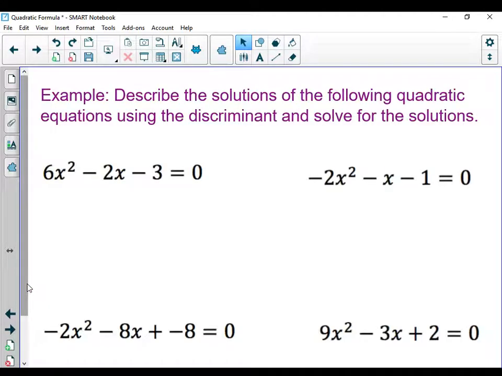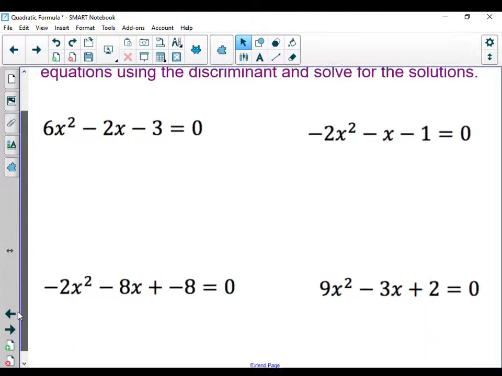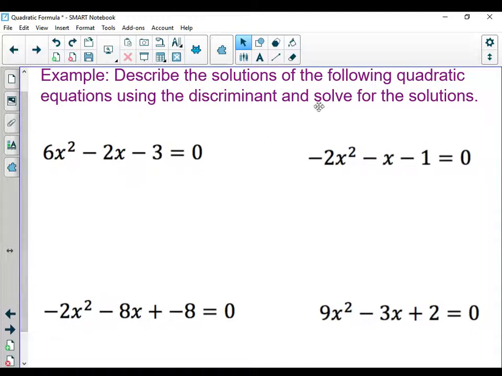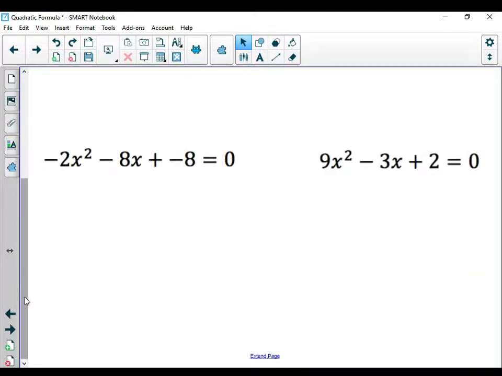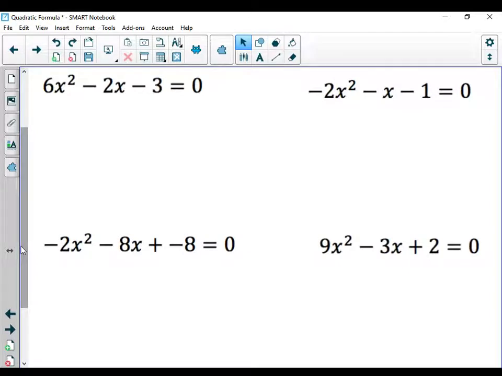Okay, so go ahead. This one says, and solve for the solutions. I don't want all that. I want y'all to tell me the discriminant, how many and what type of solutions you will have for each one of these. Discriminant, tell me how many and what type of solution you will have: 1 real, 2 real, 2 imaginary. And then also what the discriminant actually equals.